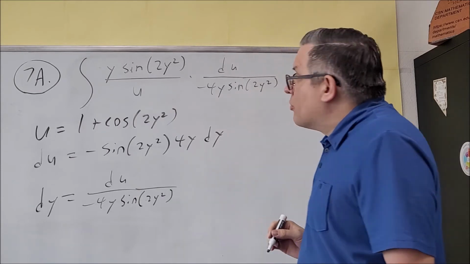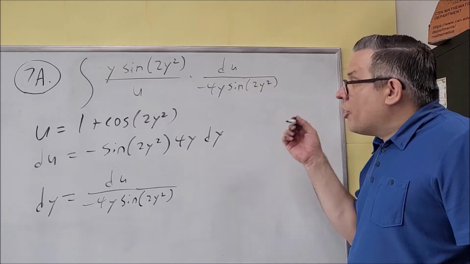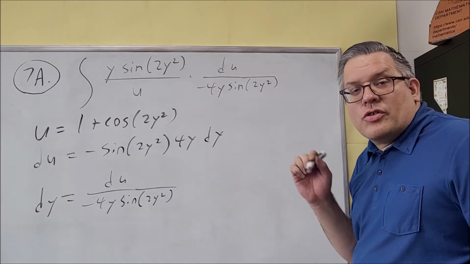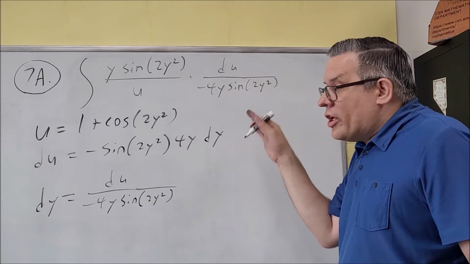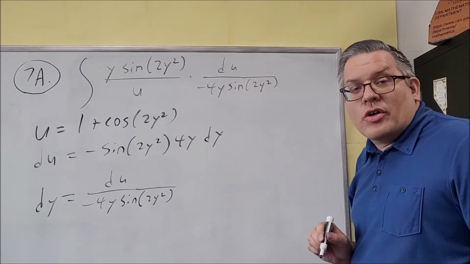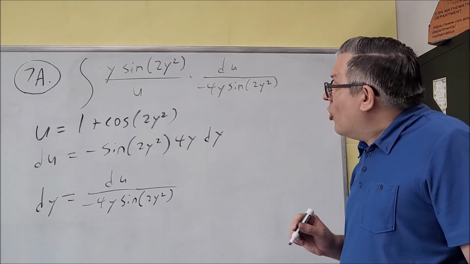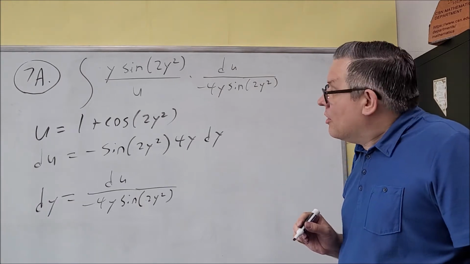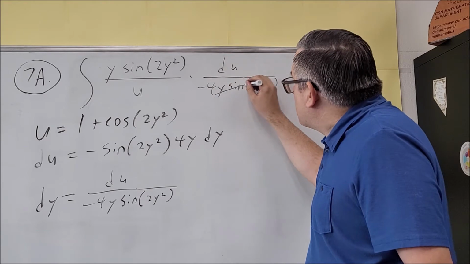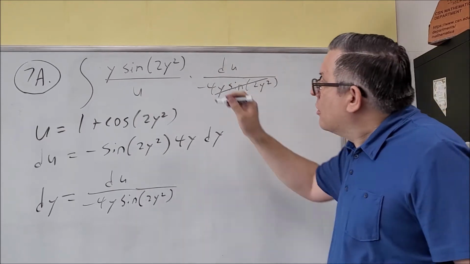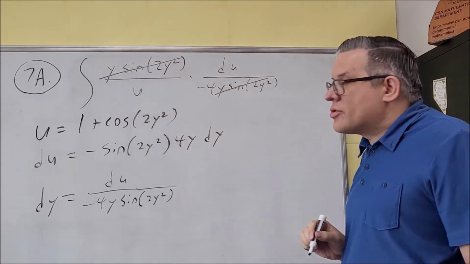Now, as a result of doing that, you should notice some things that are going to cancel out. When you do these u substitution problems, you know you did it correctly when you cancel everything, you should only have u as your variable left over. So we shouldn't have any more y's in here. So we did pick the right u because we noticed that all of this here, y sine 2y squared, is going to cancel out with all this up here.